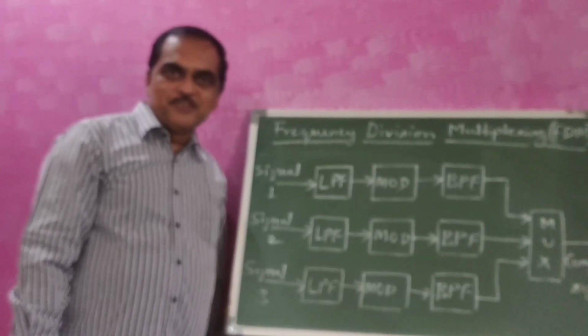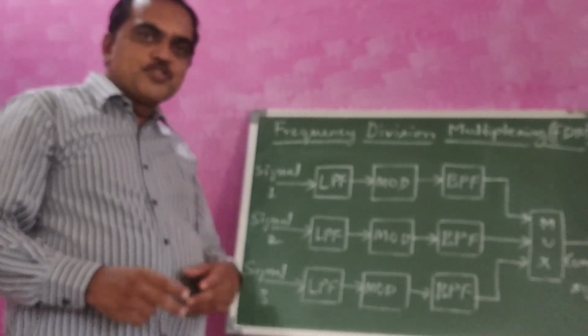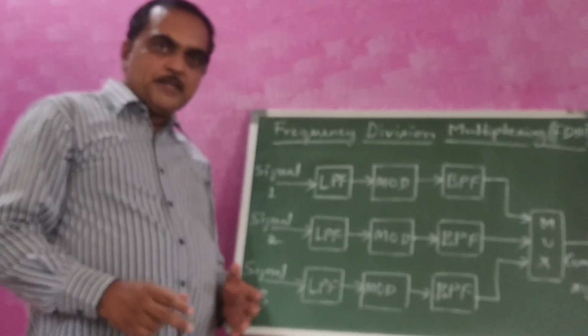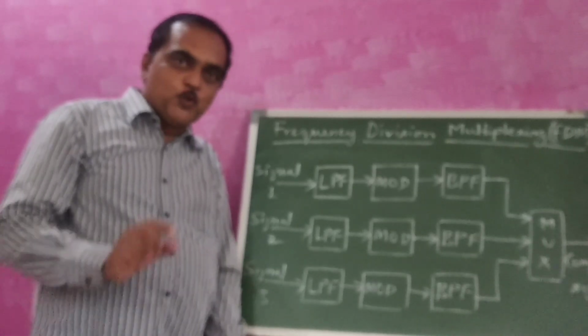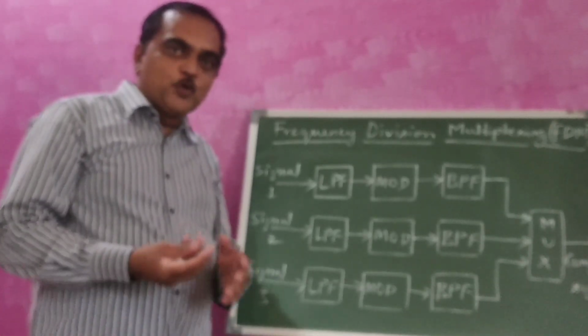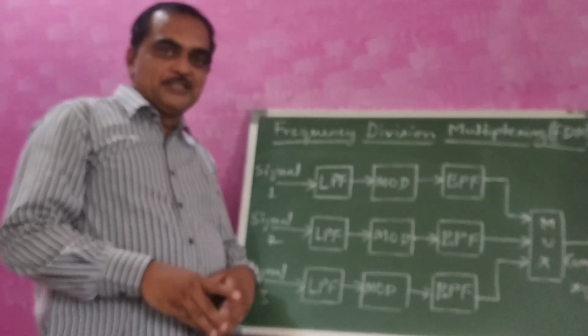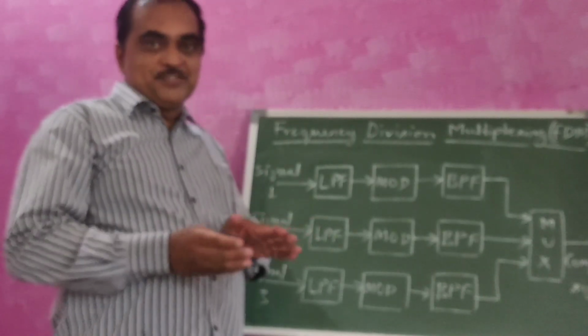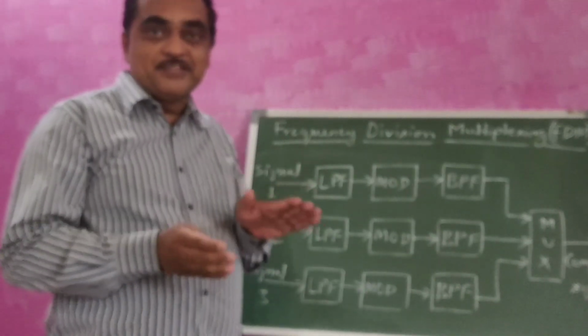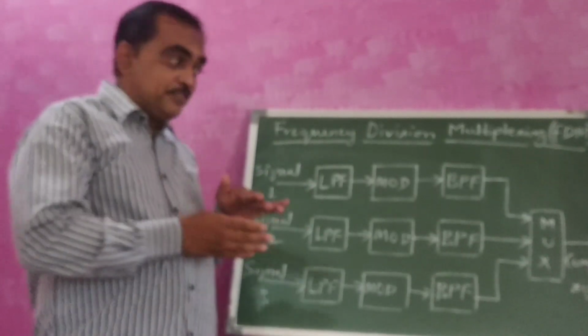Dear students, now we will see what we mean by frequency division multiplexing. Here the basic concept is that we combine many signals into one on the basis of frequency. The only condition is that when we combine them as one composite signal, the channel which carries that composite signal must have a frequency handling capacity, a bandwidth, that is more than the combined bandwidth of all these signals. Then only can it be properly transmitted.